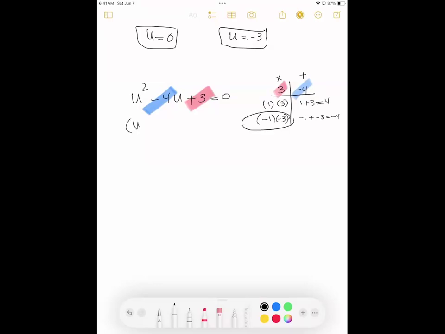So I write it as u. I put negative 1 and I put negative 3 in each parentheses. And now I set each parentheses equal to 0. Add 1 to both sides. In the second one, add 3 to both sides. So these are your two solutions, 1 and 3.